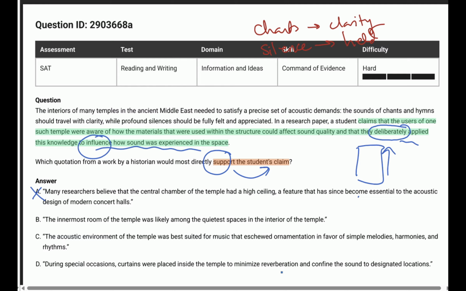The innermost room of the temple was likely among the quietest spaces in the interior of the temple. So what? Even the aspect that the temple itself had acoustic-related interiors, it doesn't say anything to connect the fact that it's quiet to the acoustic nature of it, to anything. It's just saying it's quiet. That doesn't move anything, and not to mention, it's also missing everything I just said was missing from the previous answer choice. Everything about the deliberate act, the knowledge applied to fulfill these profound silences, that were mentioned in the claim. So there's so much missing from the answer choice. So this is not the answer choice either.